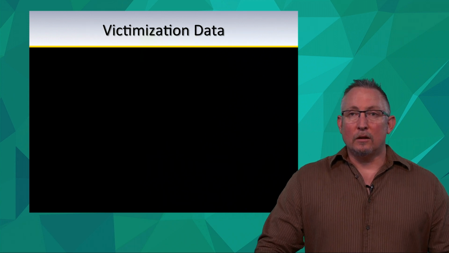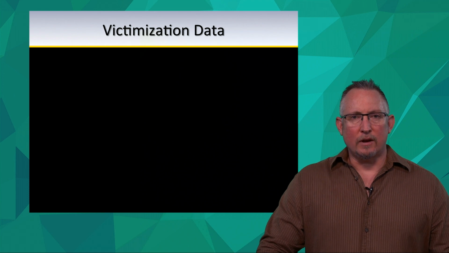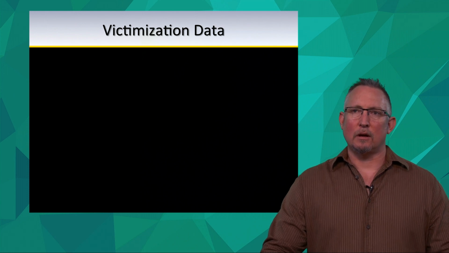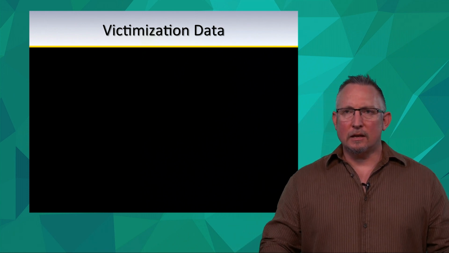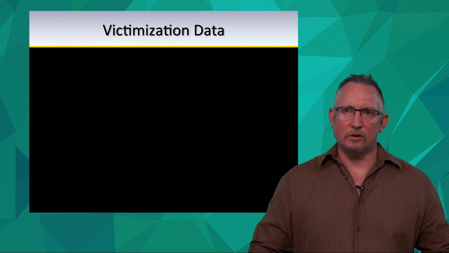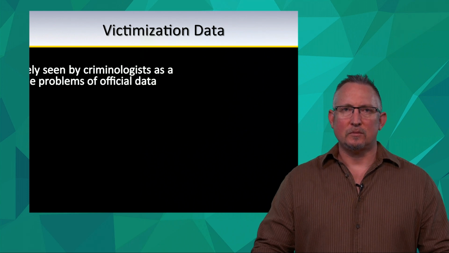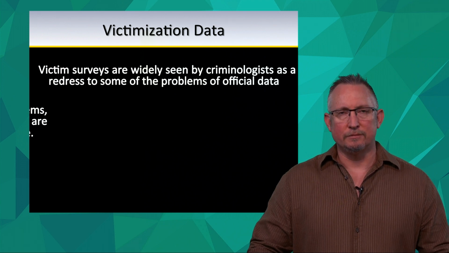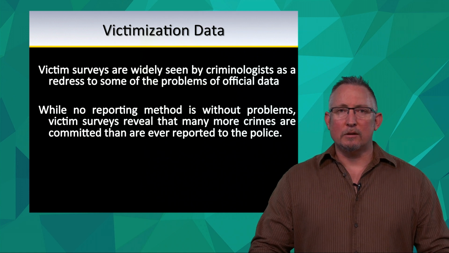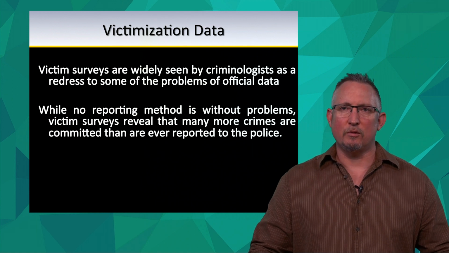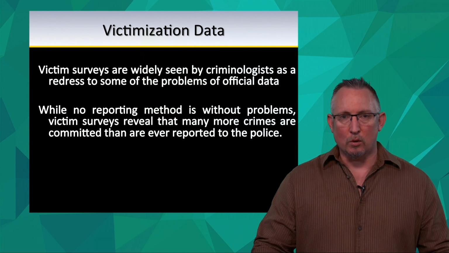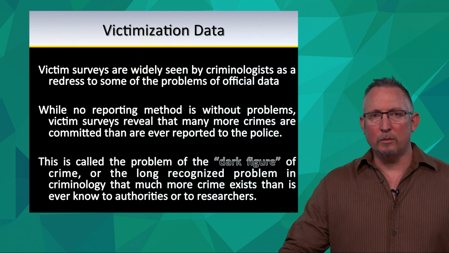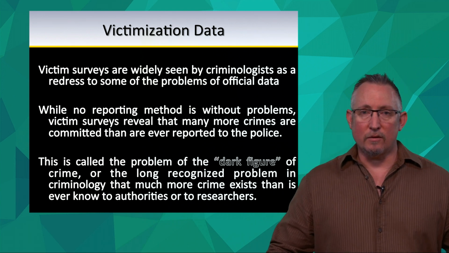Okay, so offender data is the first category of data that criminologists look to when they want to look at things like crime rates, crime trends, etc., how we know what we know about crime. The second type of data we move into is unofficial data, victimization data. Victim surveys are widely seen by criminologists as a redress to some of the problems of official data. While no reporting method is without its problems, victim surveys, as we already mentioned, reveal that many more crimes are committed than are ever reported to the police. This is called the dark figure of crime, the long recognized problem in criminology that much more crime exists than is ever known to authorities.